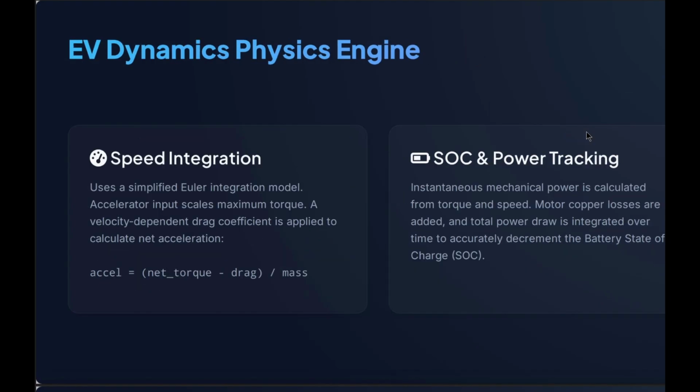After that, we have implemented the speed using a simplified Euler integration model, where we used a velocity-dependent drag coefficient to calculate the net acceleration. We also monitored energy by using torque and speed. We then add motor copper losses and integrate total power drawn over time to accurately decrement the battery state of charge.